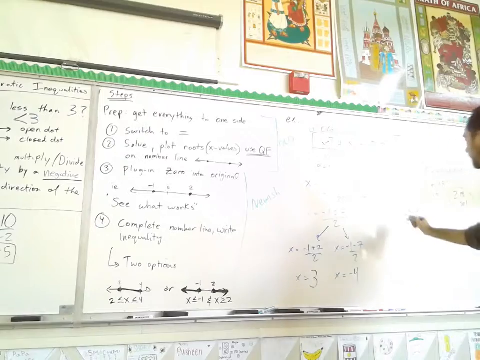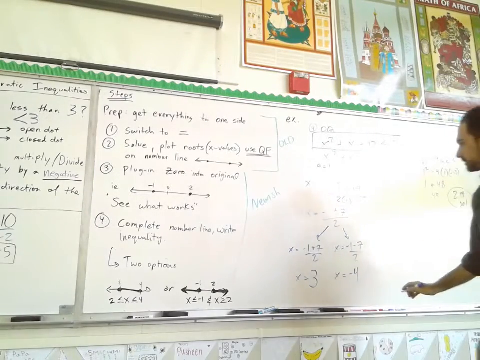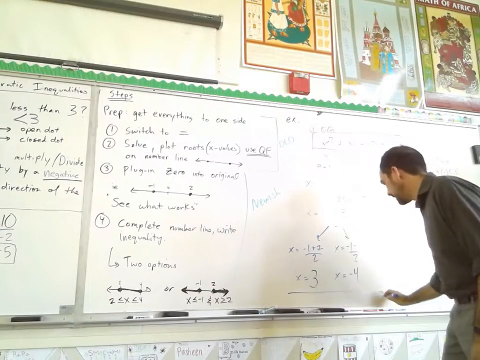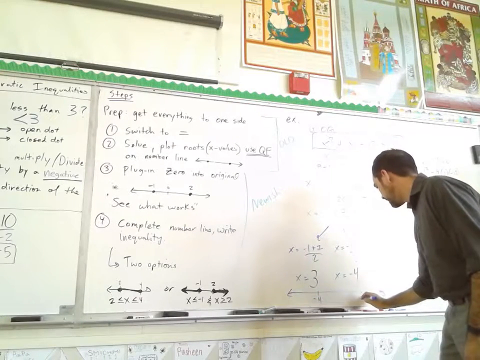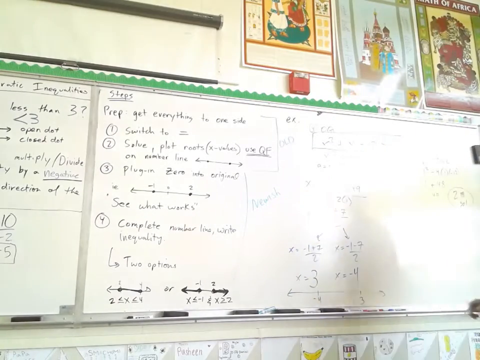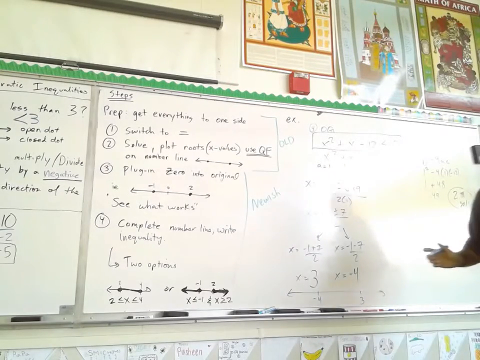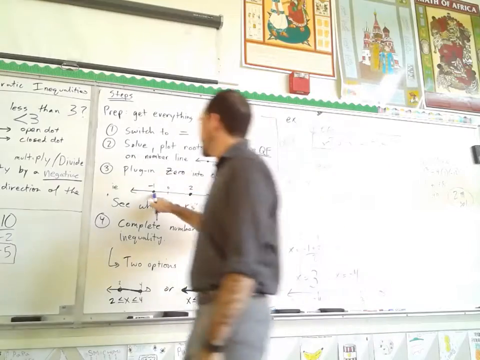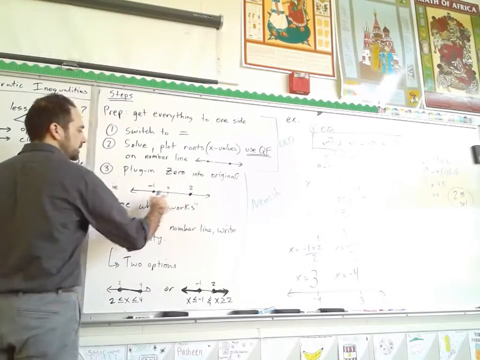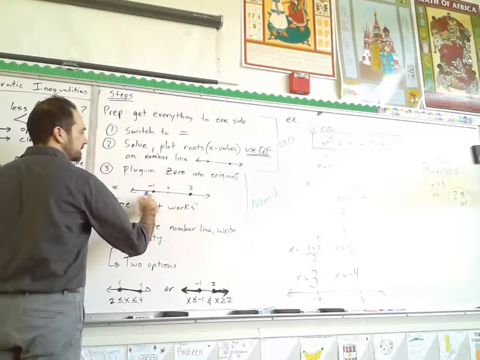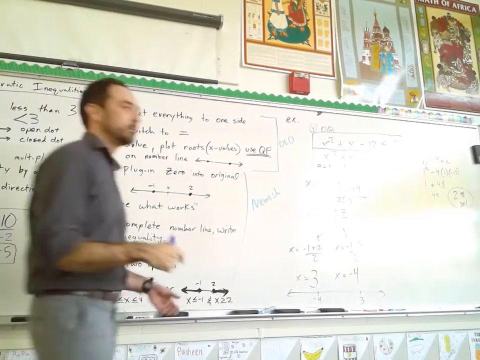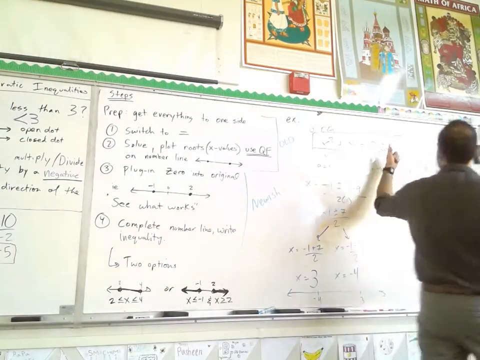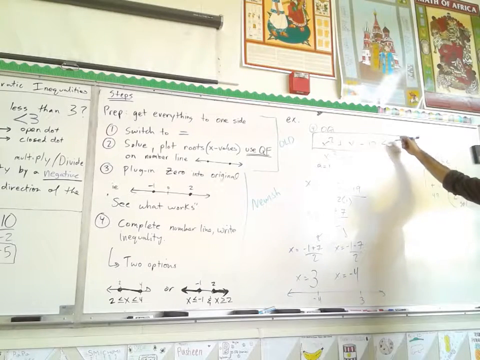I'm going to put negative 4 and 3. Okay. Now, I want you to think about this. These 2 points are closed dots if it was a less than or equal to, or greater than or equal to. But what kind of problem do we have here? What's that one?